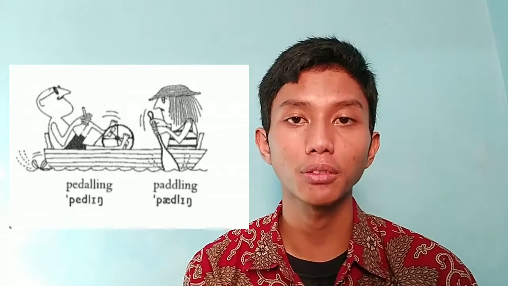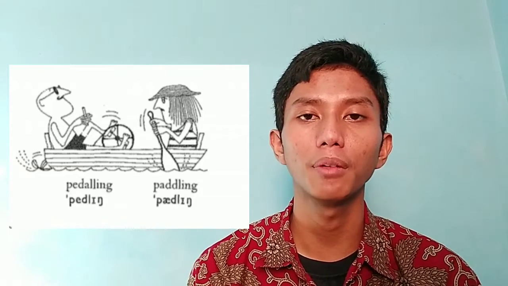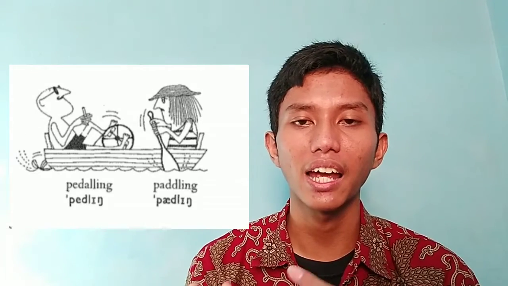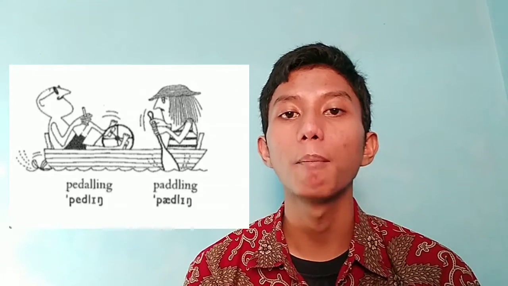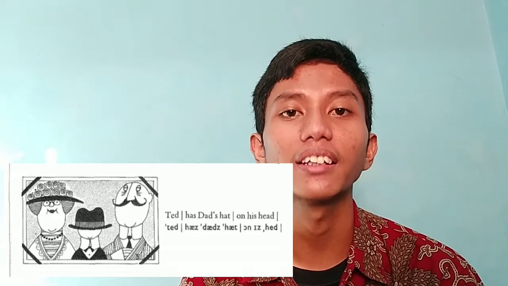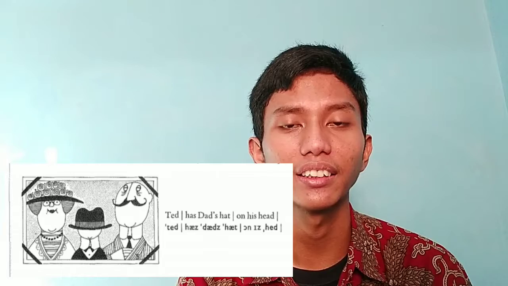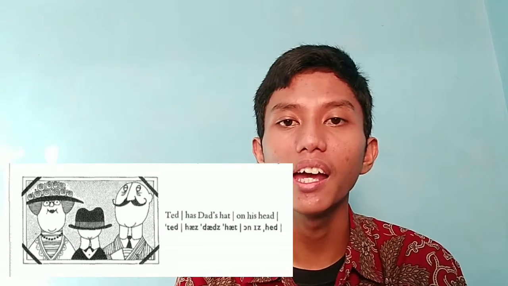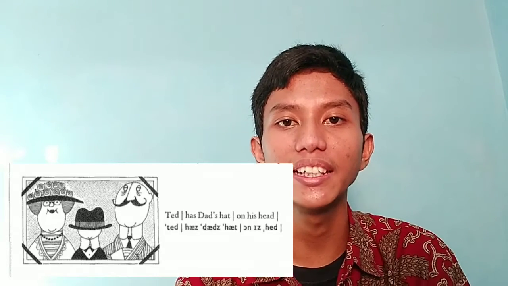The next word is paddling. We will also be able to pronounce it with the sounds A and A in the middle of this word, between P and D, paddling. And then in the next picture there are pet, and then has dad's hat on his hat.